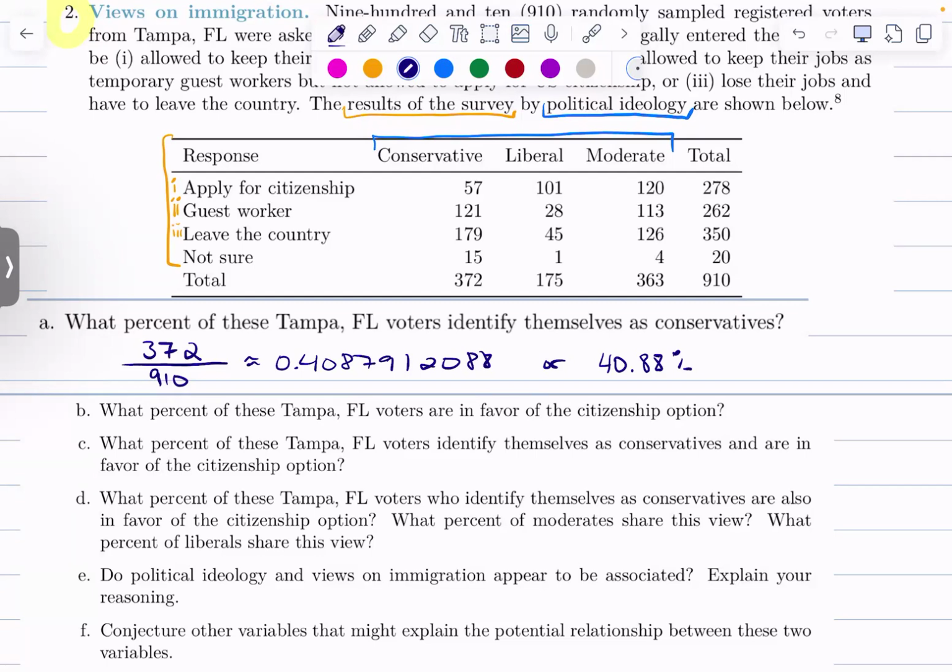Why would I keep all my decimal places? I need to make sure that if I add this conservative total proportion to the liberal proportion to the moderate proportion, that's all my groups. They should add to 1, right? So if you're rounding too quickly, then you're going to lose that property where they add to 1. So they should still add to 1. I mean, the safest thing is to just use the proportion itself, right? But that's hard to communicate. Okay. So 40.88% of these voters identify as conservatives.